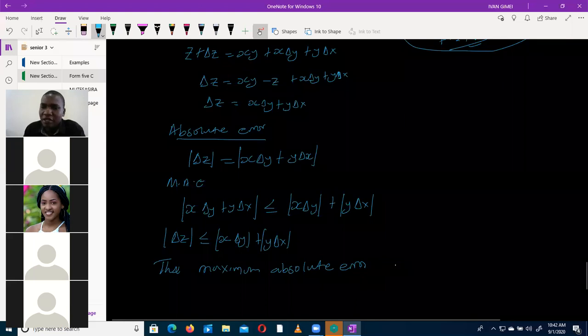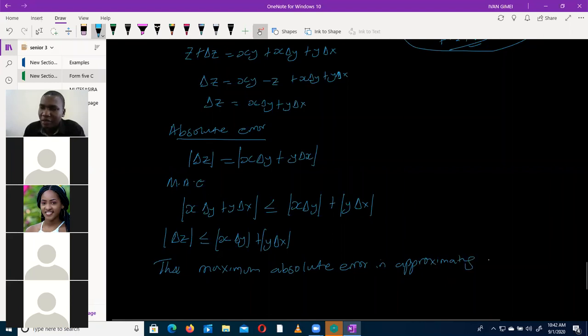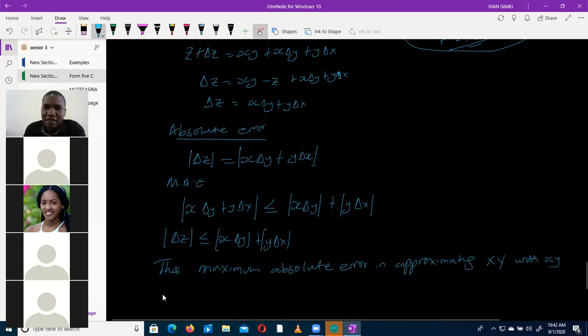in approximating capital X, capital Y with small x, small y is x times the error in y, plus y times the error in x, like that one.